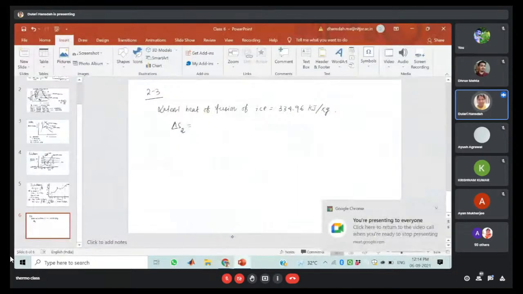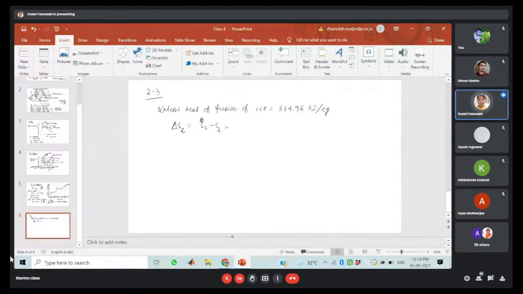So that is your S3 minus S2, or we can say that is your Q by T. What is your Q? Latent heat of fusion. This is your 334.96 divided by T, that is your 273. It is at 0 degree Celsius, right? At 0 degree Celsius, so this will come to 1.22 and 1.23 kilojoule per kg Kelvin.